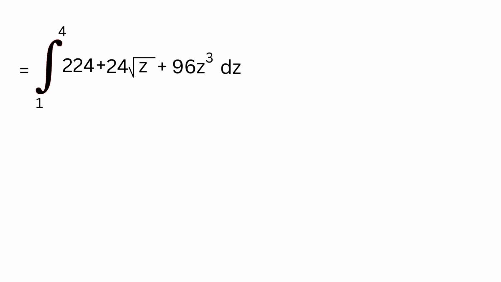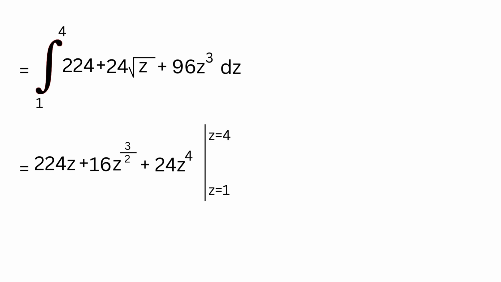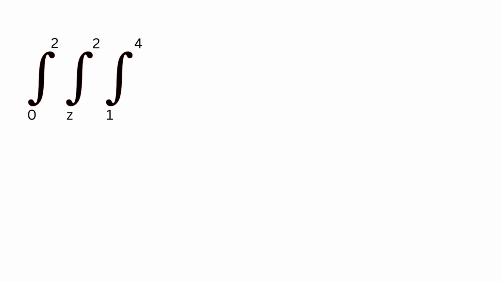And again, we evaluate to get this answer. Equal 224z plus 16z power 3 over 2 plus 24z power 4, with z equal 1 and 4. And the final answer equals 6,904. Now let's move on to the next example.